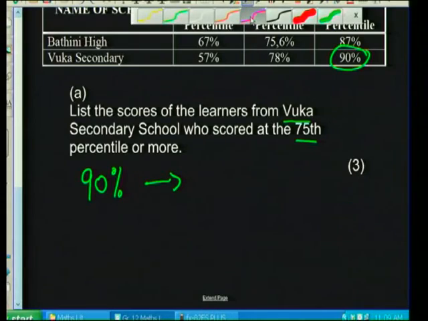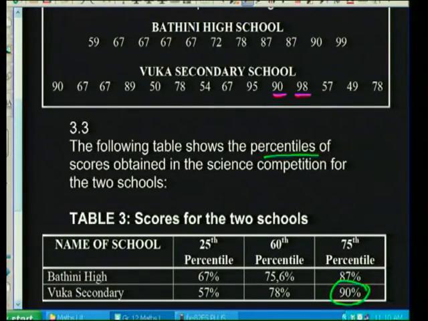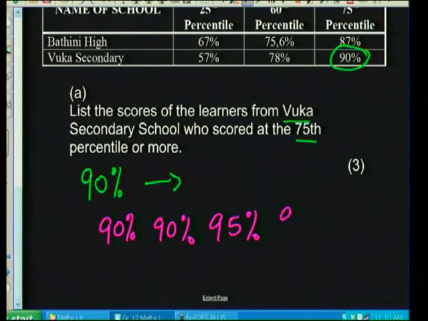Going back to my list, and remember you're going to be using your one that's in order, so it'll actually be easier for you to work with. We've got 4 that are higher. So we've got 90%, 90%, 95, and 98. Let's move on.